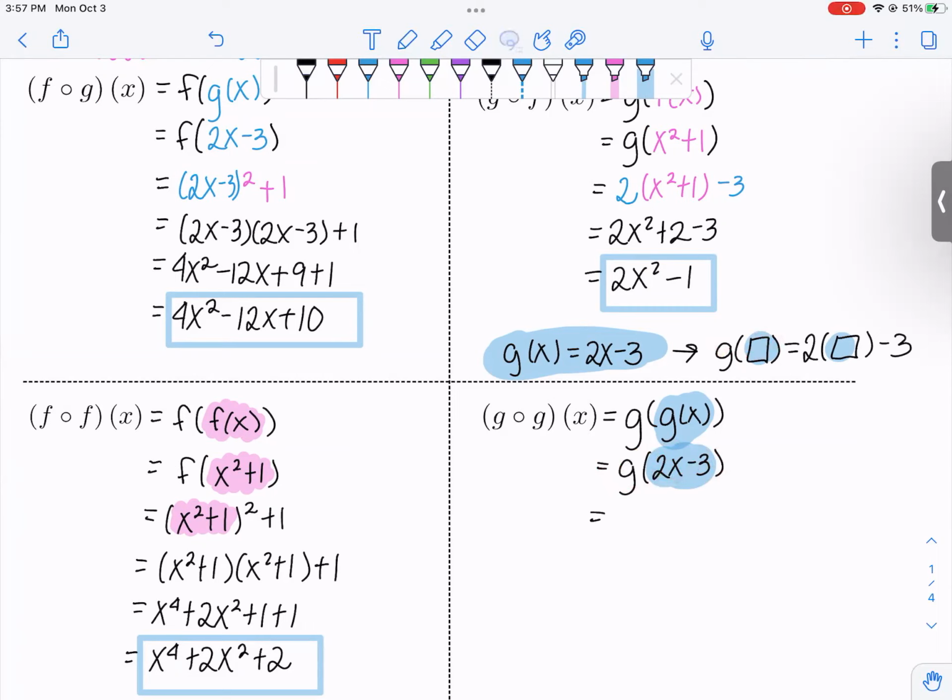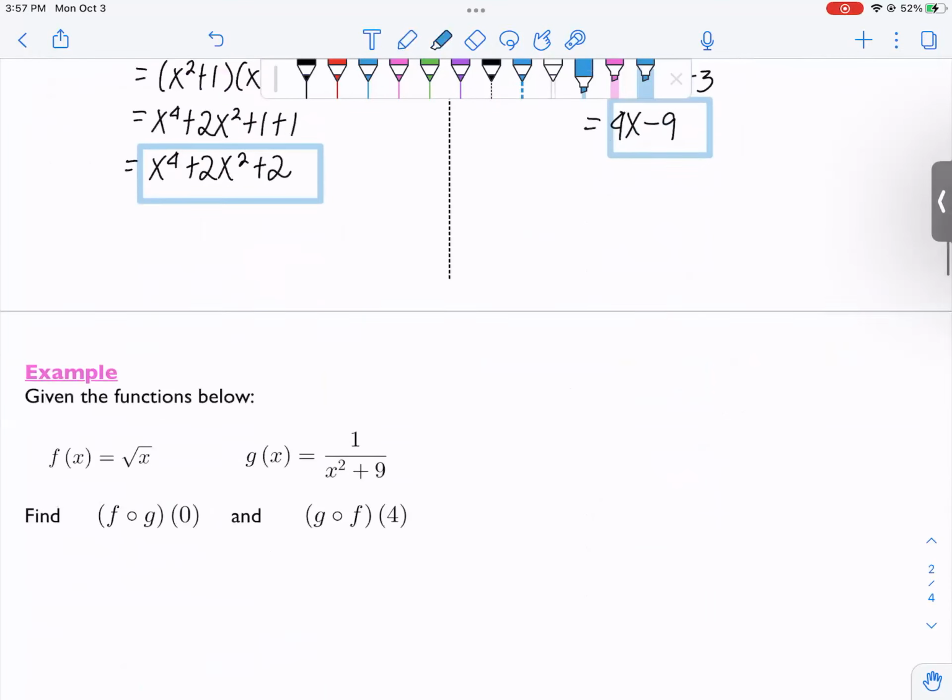This becomes 2, right? 2 times 2x minus 3 minus 3. Distributing, I get 4x minus 6 minus 3. That comes out to 4x minus 9, and that is g composed with g. Cool, fun stuff.